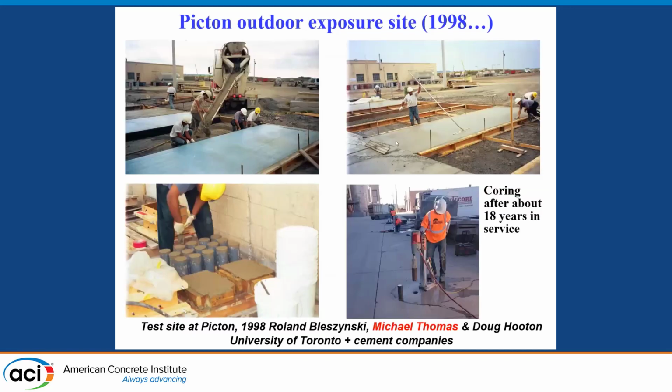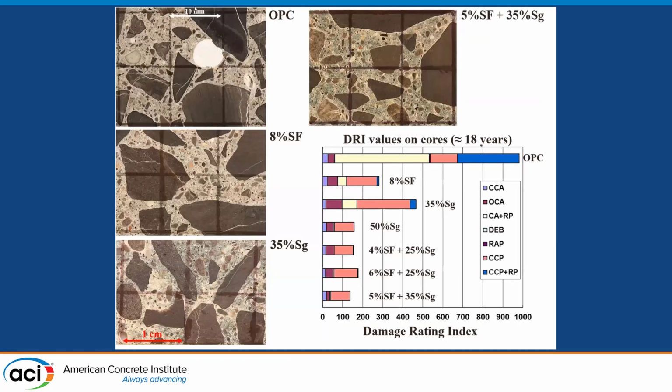Another exposure site was set up in Ontario at the Picton cement plant. As you can see here, different mixtures were implemented in large slabs, and also field lab specimens were made to compare the results from the field and the lab. We had a chance to look at some cores that were extracted about 18 years in service. And as you can see here, for the control concrete, a lot of cracking in the aggregate particle and the cement paste that resulted in very high damage rating index.